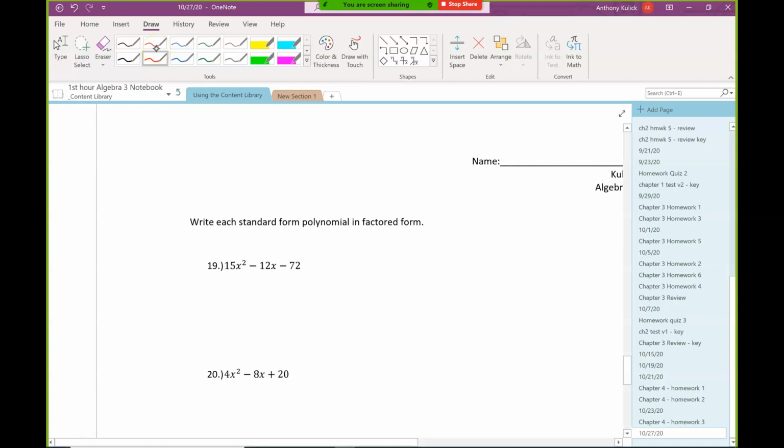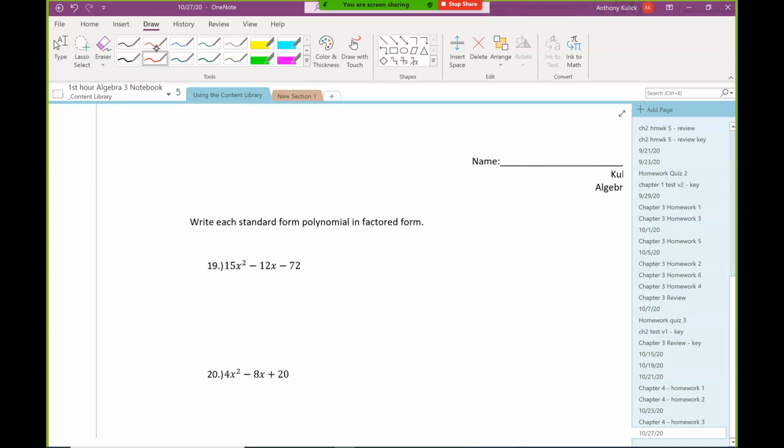So let's use some of the techniques that we talked about last week. If I look at these coefficients, they're all rather large, right? 15, 12, 72. Do you notice anything in common between those 3 coefficients? They're all divisible by 3. There's a neat little check for divisibility by 3: if you take the digits and add them together, and that number is divisible by 3, then the original number is divisible by 3.